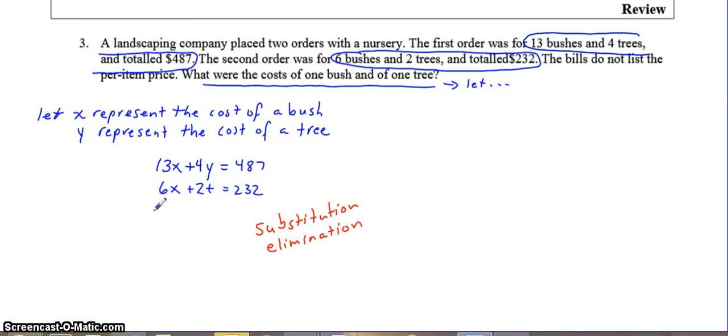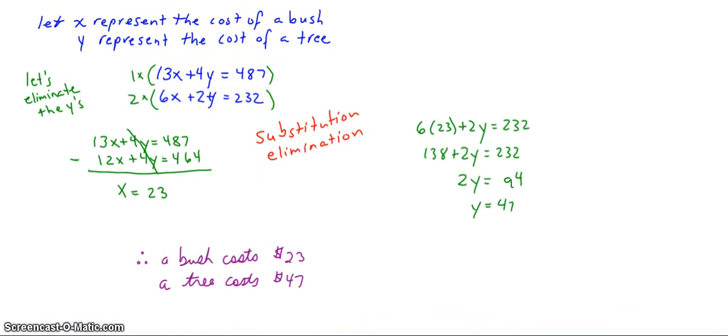So take a minute, pause the video, solve that using substitution or elimination, then come back to the video to check your answers. Okay, you can take a minute to pause to check the answers here.